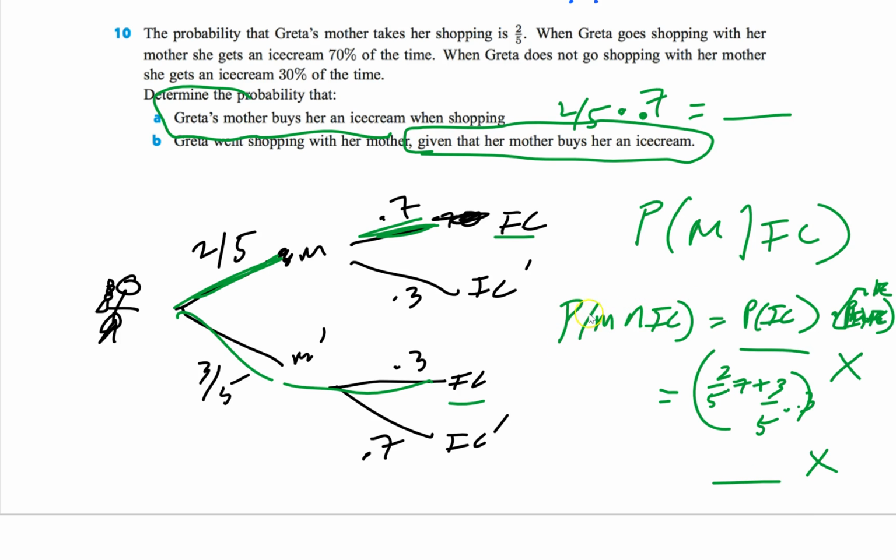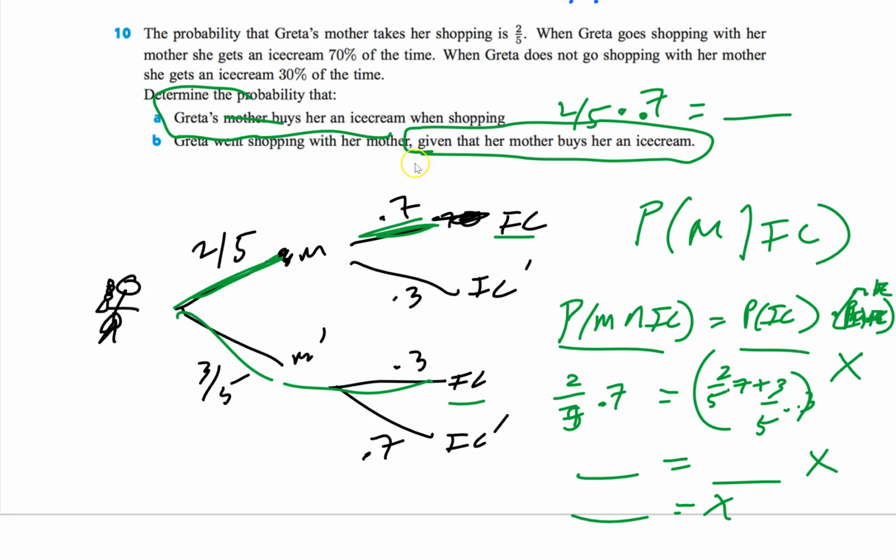That's the classic IB, right? What's the probability of that? So this is mom and ice cream. We just did that. Mom buys her ice cream. It's right there, whatever 2/5 times 0.7 was. So you get this, and then you divide by that, and you get your answer, which I don't know right now, but that's it. That's the concept at least, right? Mom buys her ice cream. This is straightforward. Mom and ice cream.